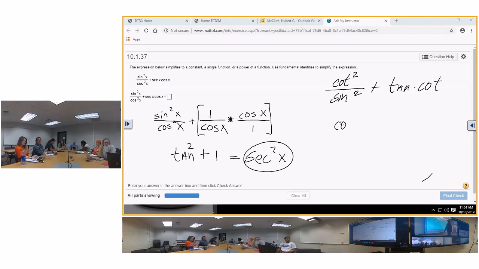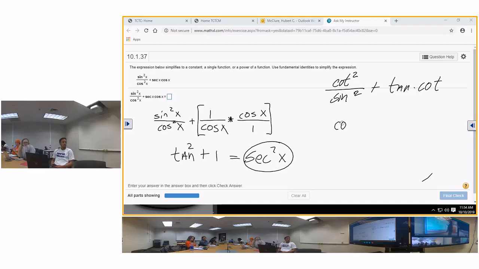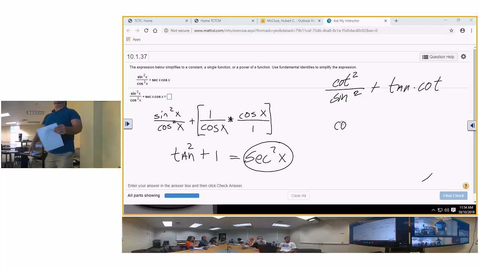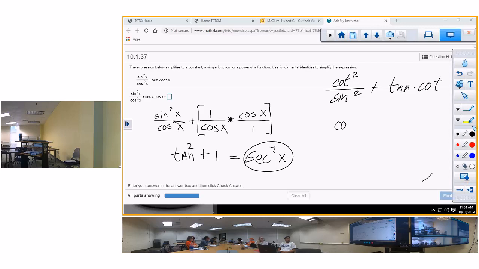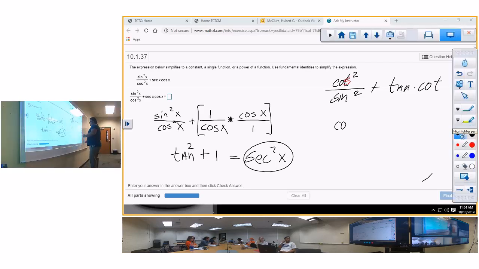Cotangent, I mean, cosine over sine. Hold on, let me make sure I wrote this down right. Make sure I didn't write, that's supposed to be cosine. Sorry, I was thinking cotangent in my head. That's supposed to be cosine. Yeah, that makes it a whole lot easier.